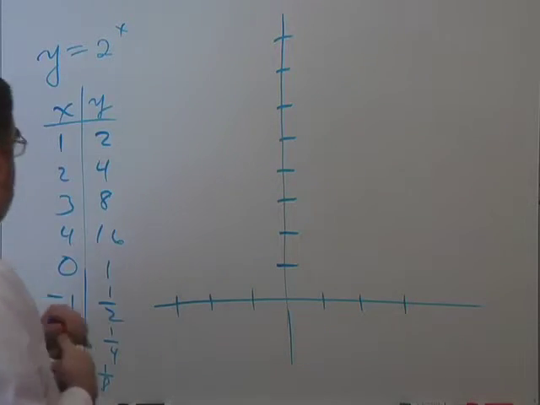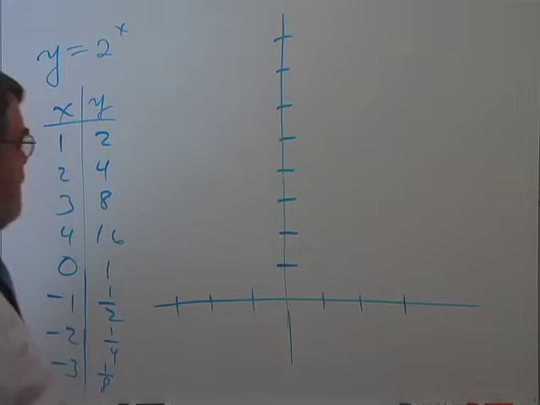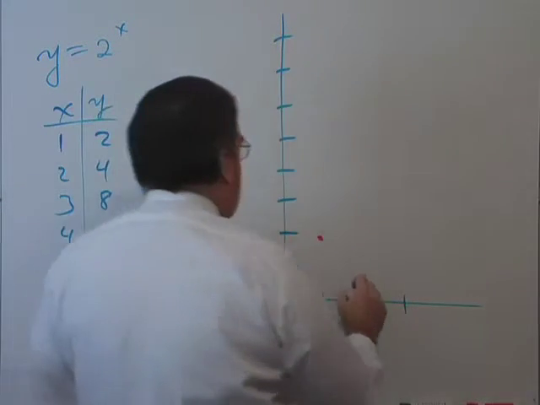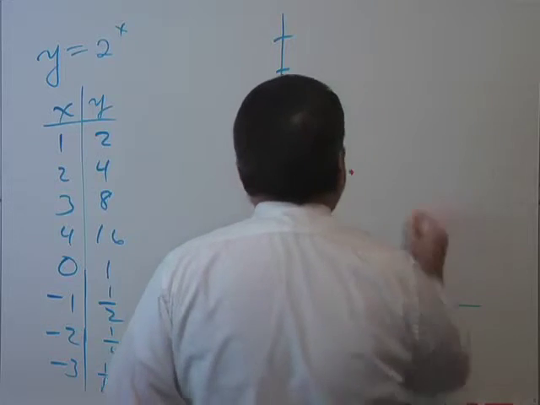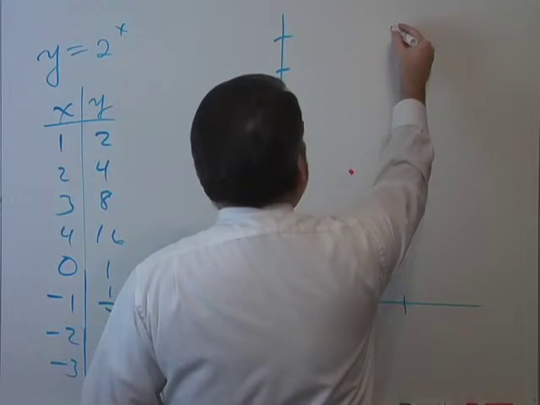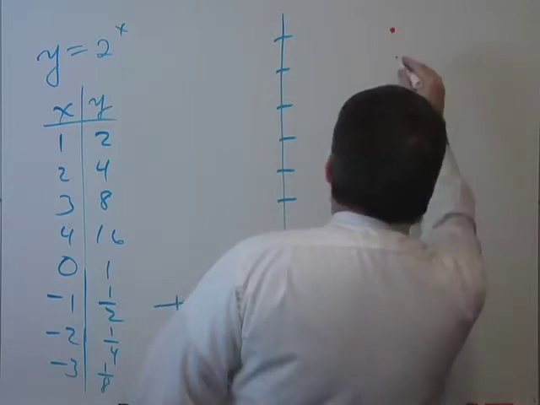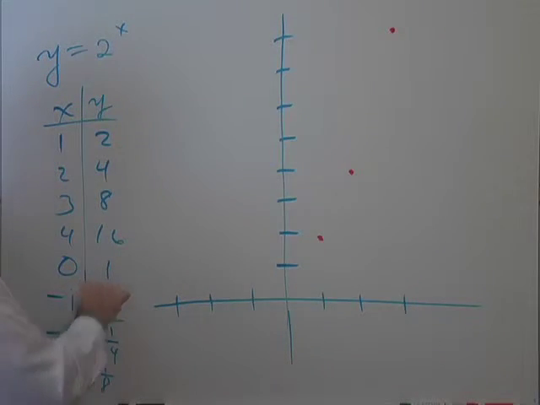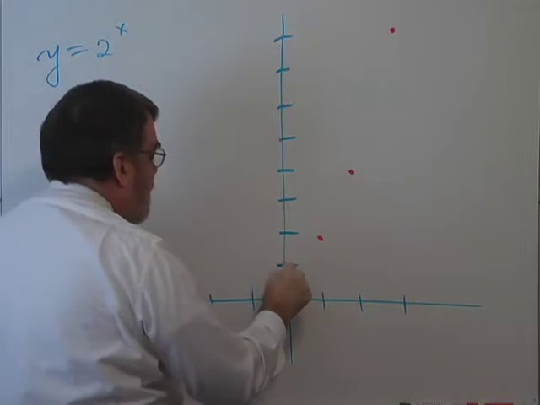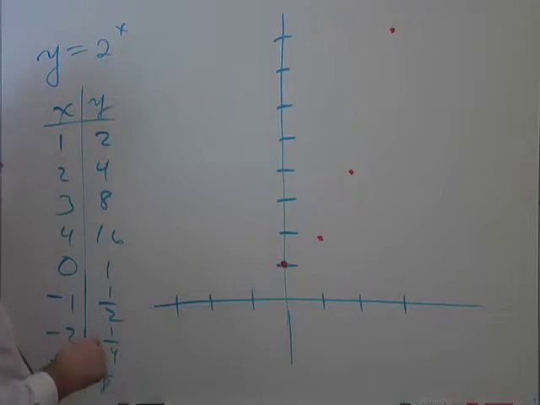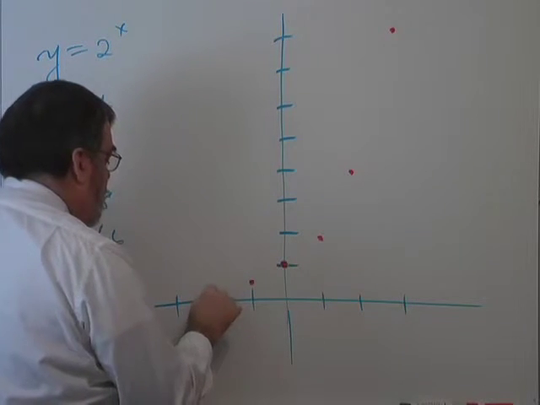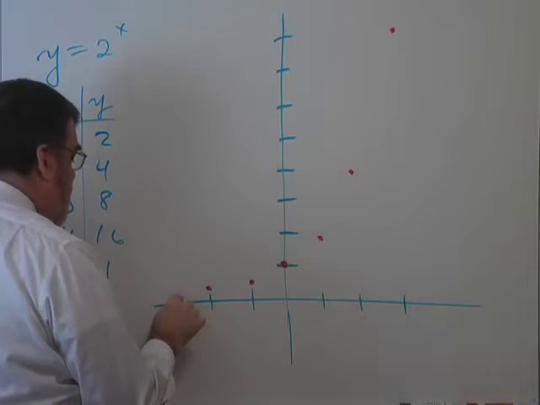So we'll plot these points. 1 comma 2 is over 1, up 2. Then there's 2 comma 4 and 3 comma 8. Sorry to stand in front of this, but I want to get it accurate here. 4 comma 16 is above my graph. 0 comma 1 would be right on the y-axis. Now I've got 1/2, 1/4, 1/8.